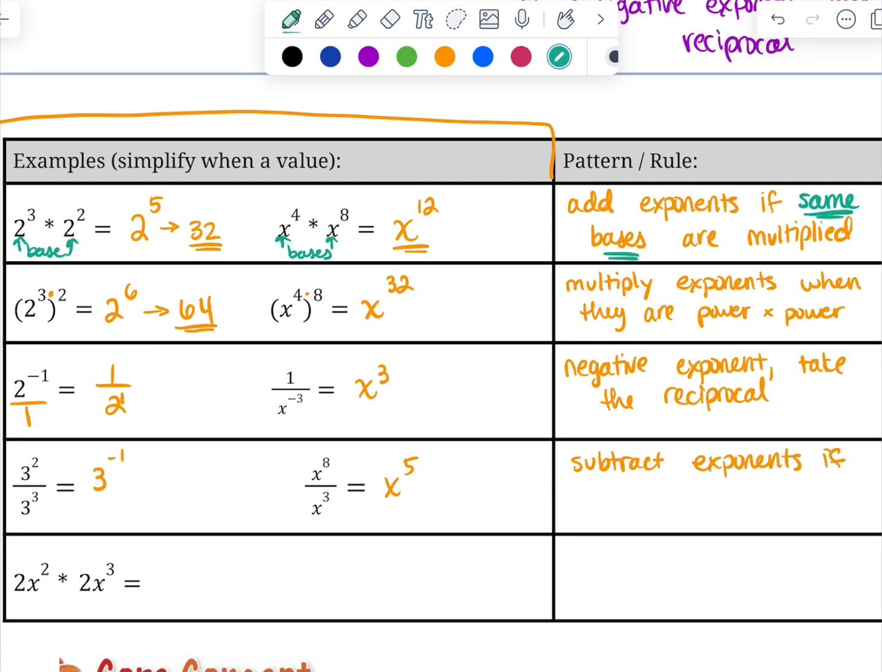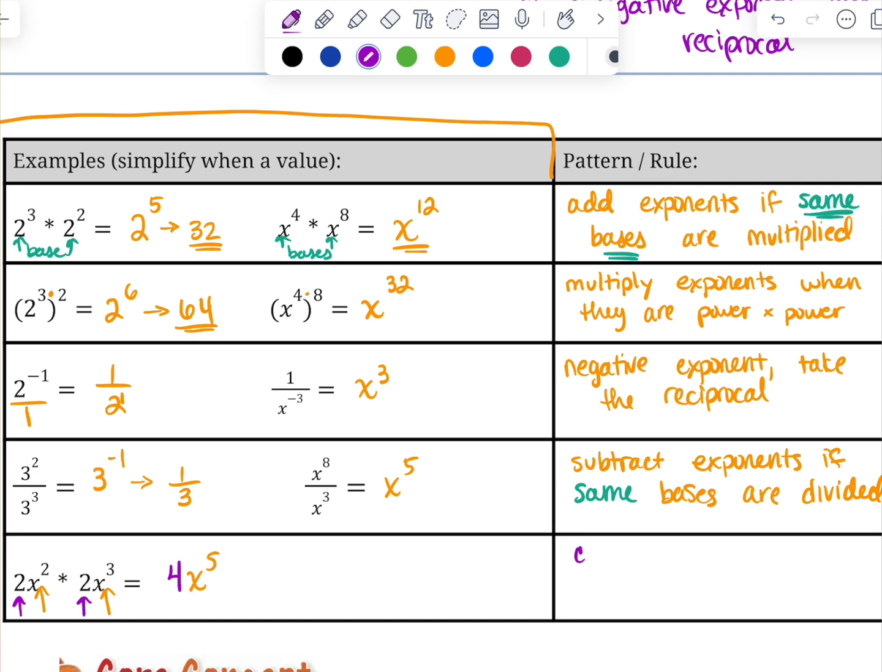If we've got the same, this is important, just like in the first one we did, bases are divided. Now, in this situation right here with 3 to the negative 1, we would rewrite that as 1/3. We would not leave it as 3 to the negative first. And then last but not least, the key thing here is just to multiply like with like. So 2 and 2 are both coefficients, so those are going to give us 4. And then x squared and x cubed are both bases of a variable, so we would add their exponents together.